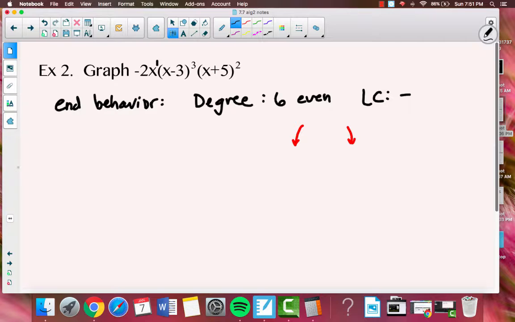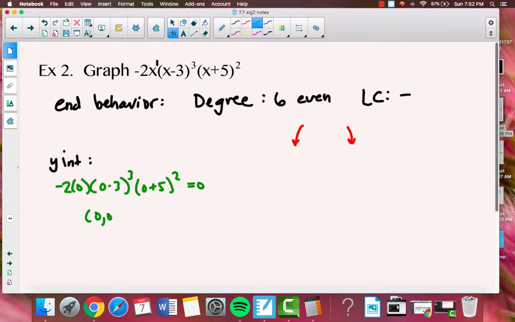So now we need to find our y-intercept. And remember, the y-intercept we just find by plugging in x equals 0. So when I plug in 0 into my equation, I get negative 2 times 0 times (0 minus 3) cubed times (0 plus 5) squared. And when I multiply all this out, I get 0 times everything, which just gets us 0. So my y-intercept is at the ordered pair (0, 0).